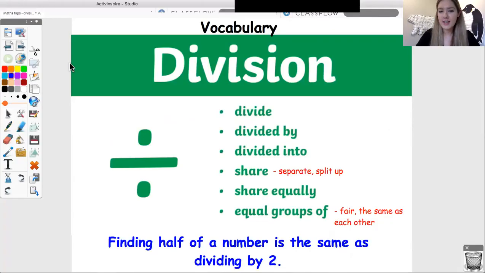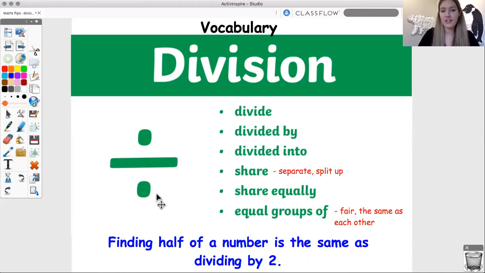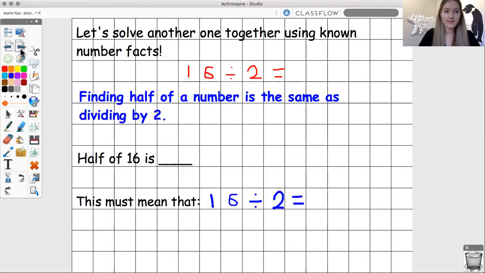Okay, let's revisit some of this vocabulary. So we've got our division symbol, divide, divided by, divided into, share, which is the same as separate and split up, share equally, equal groups of, which is also the same as fair and the same as each other. And now we also understand that finding half of a number is the same as dividing by 2. So let's use this new knowledge to help us out with the next question.